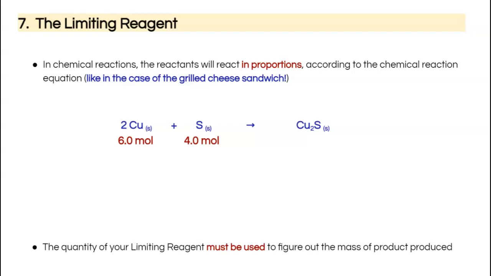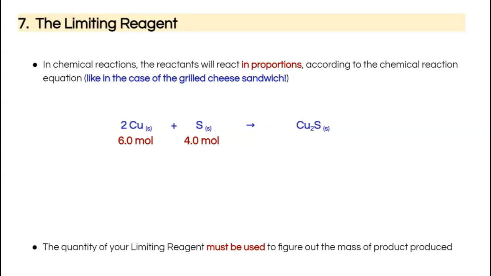So when I look at the number of moles of sulfur, I have 4 moles. And I also know that for every 1 mole of sulfur I need to use 2 moles of copper. So my question to you is, if I use up all of my sulfur, how much copper am I going to need? How many moles of copper?